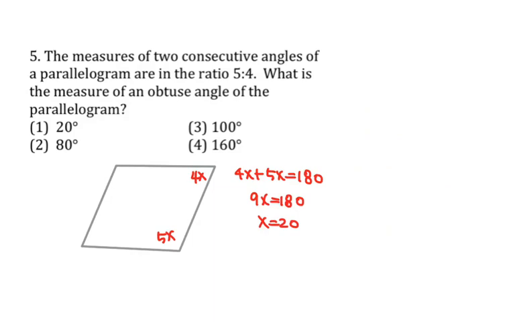But 20 is not our answer because they're looking for the obtuse angle. Obviously, the obtuse angle comes from the bigger one instead of the smaller one. So instead of having 5x, we can call it 5 times 20, which will be equal to 100 degrees. And that becomes our answer, choice 3.